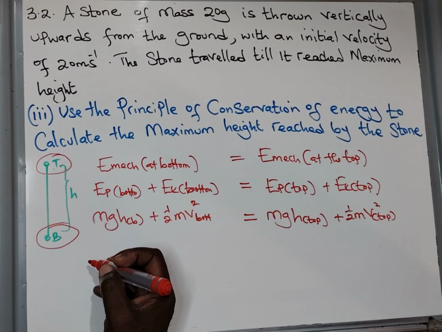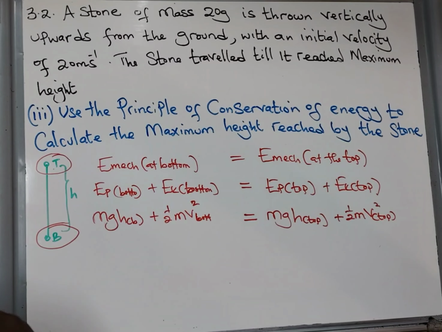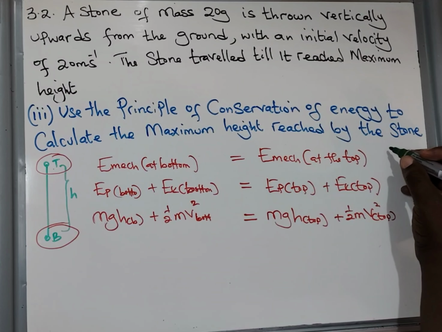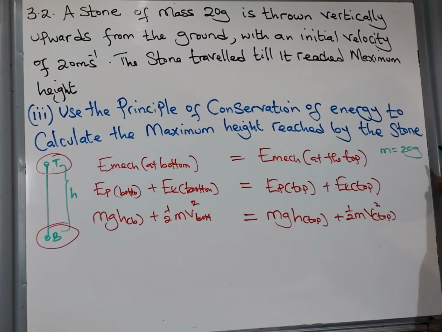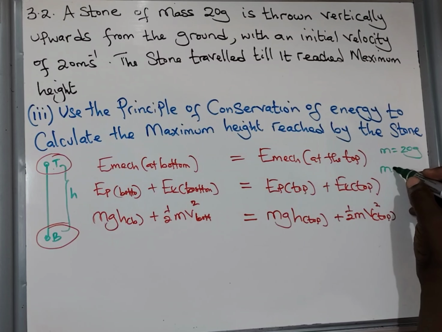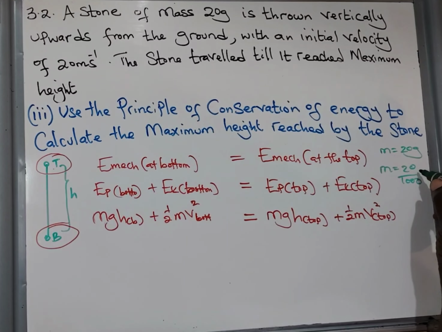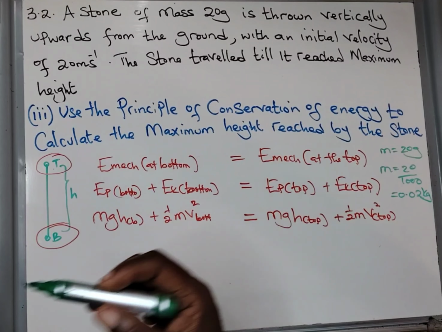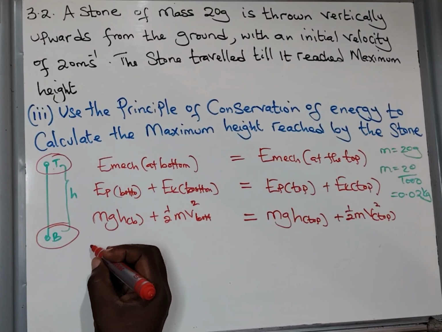We substitute in what we know. You have to know that the mass is 20 grams, but our SI unit is kilograms. So what do we do? It's going to be mass 20 divided by 1000. What do we get here? 0.02 kilograms. So what do we do? We substitute it here.